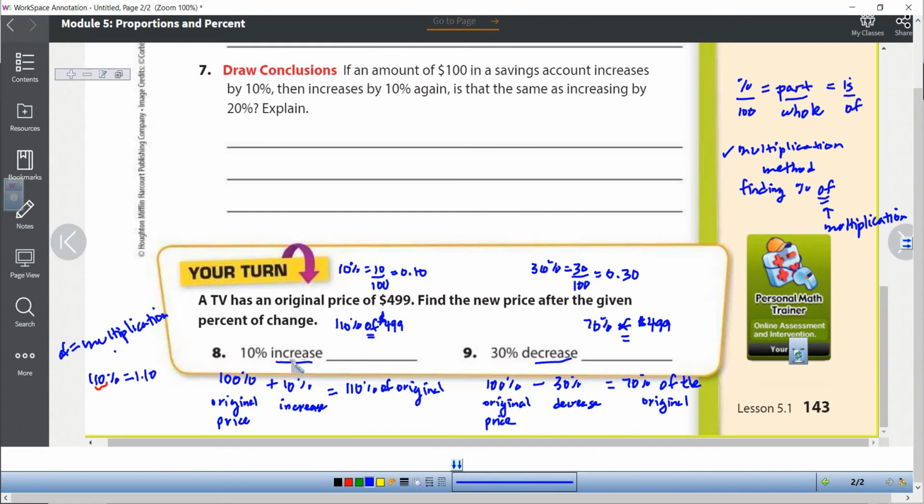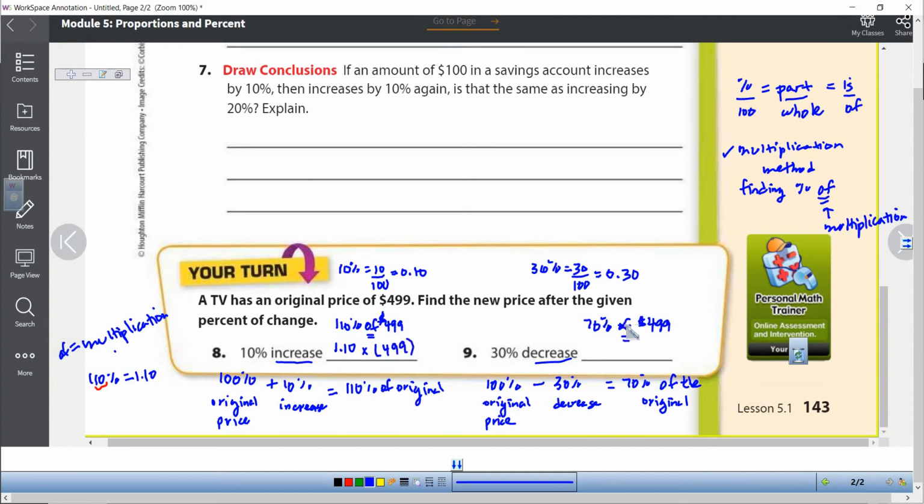Remember, anytime you have a percent that's greater than 100, you're going to have a decimal greater than 1, so it's going to be 1.10. All right, and then it's going to be times 499.